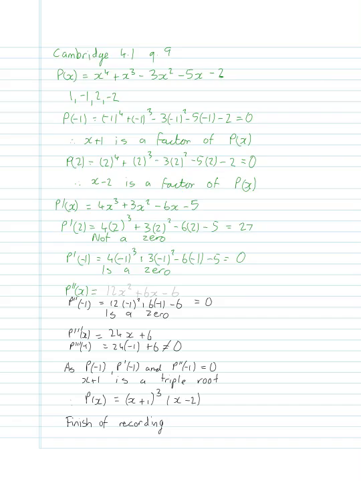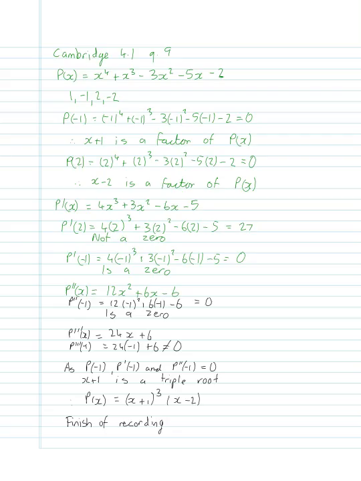So p''(x) is equal to 12x^2 plus 6x minus 6. When you find p''(-1), you get 12 times (-1)^2 plus 6 times (-1) minus 6, and that is 12 minus 6 minus 6, which is 0, so it works again. So now we've got up to a third order root, or multiplicity 3, because it works in the original, the first derivative, and the second derivative.